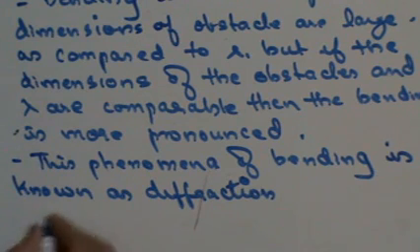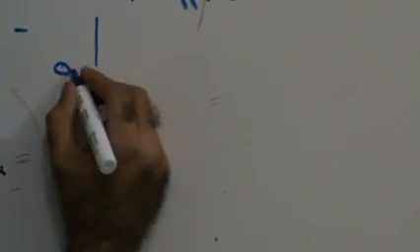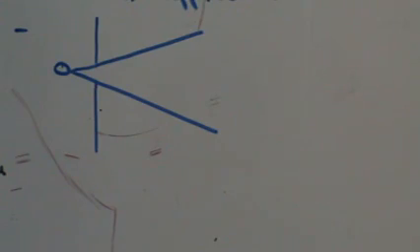See guys, suppose I had a slit like this, right? I have a source of light. Now ideally, the light should travel in a straight line like this, rectilinear propagation of light.